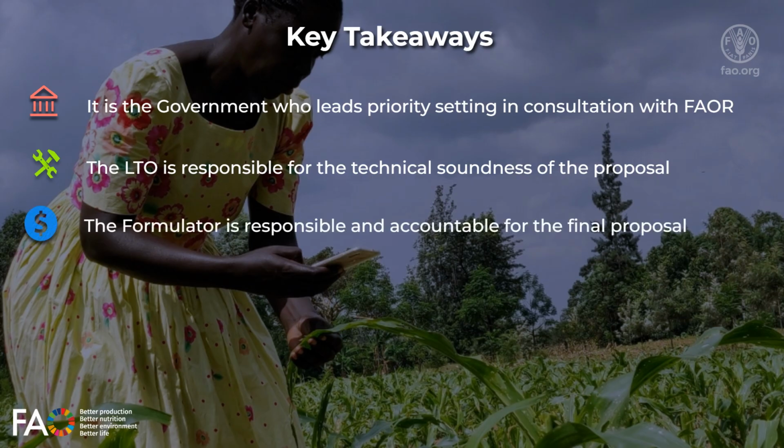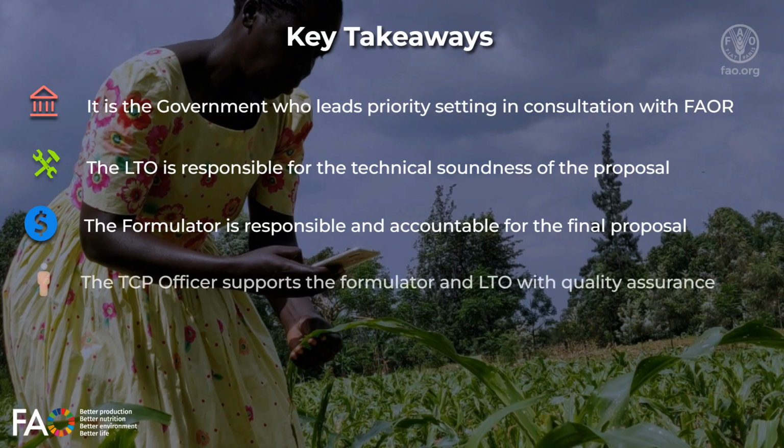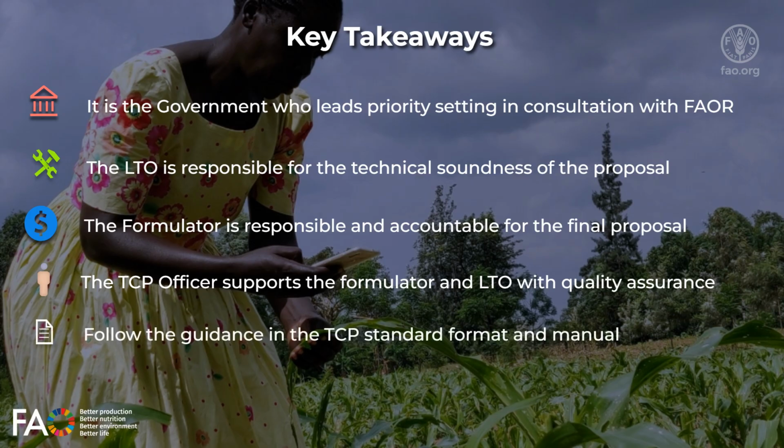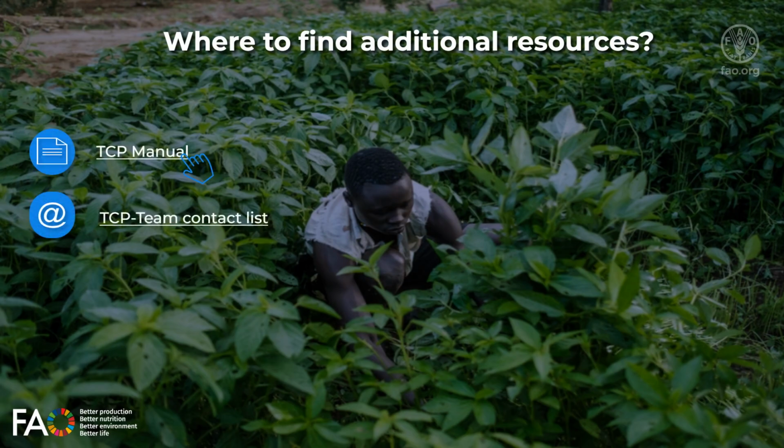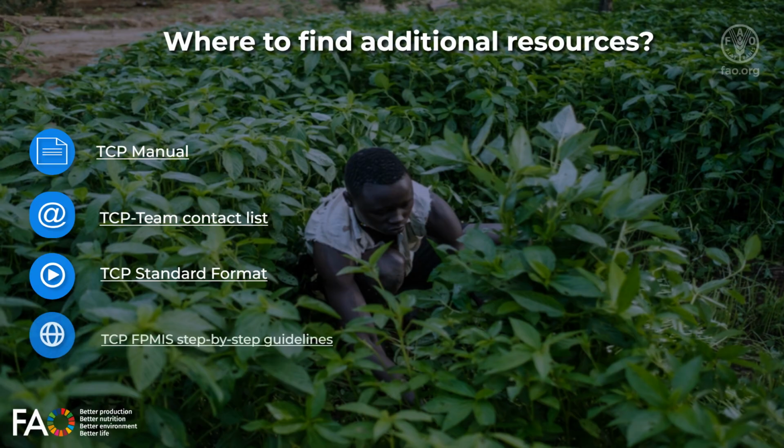The responsibility and accountability for the final proposal submitted for allocation of funds rest with the formulator, while the TCP officer supports the formulator and LTO with quality assurance. Make sure to follow the guidance provided in the TCP standard format and manual to ensure a smooth and effective formulation process. Please take note of the resources available from the FAO Handbook to access further information and guidance on the approval process of TCPs.